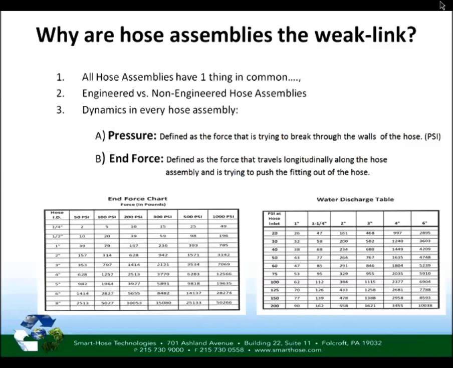The second dynamic found in all hose assemblies is called end force. End force is defined as a force that travels longitudinally along the hose assembly, and it's actually trying to force the fitting out of the end of the hose. It's trying to blow it off. End force is the product of working pressure times the cross-sectional area. I'm going to enlarge this end force chart so it's easier to see.